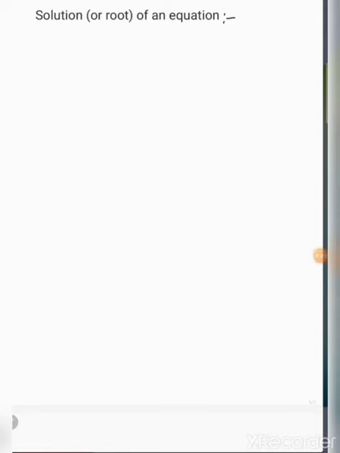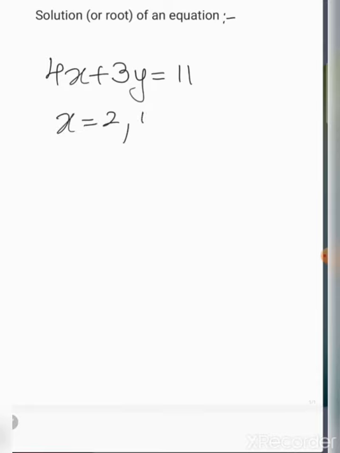Now if we talk about the solution of linear equation in two variables, let us consider the equation 4x plus 3y is equal to 11. Now if we put x equal to 2 and y is equal to 1 in left hand side, let's see what we get.